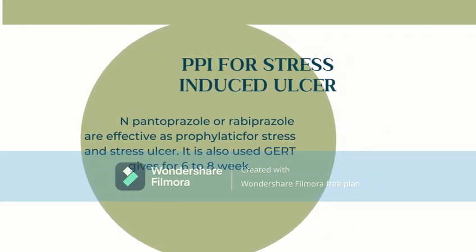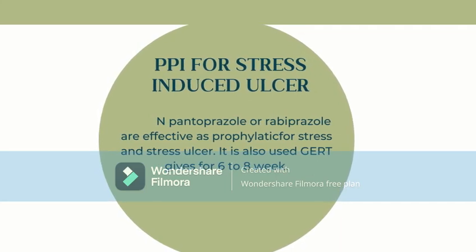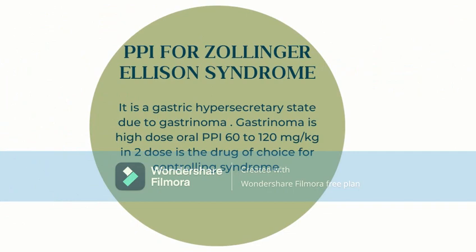PPI for stress-induced ulcer. Pantoprazole or rabeprazole are effective as prophylaxis for stress ulcer. It is also used in GERD, given for 6 to 8 weeks. PPI for Zollinger-Ellison syndrome. It is a gastric hypersecretory state due to gastrinoma. High-dose oral PPI, 60 to 120 mg in 2 doses, is the drug of choice for controlling the syndrome.